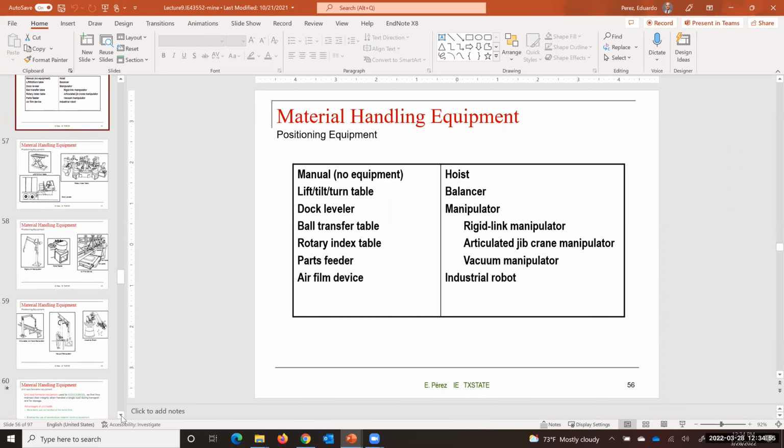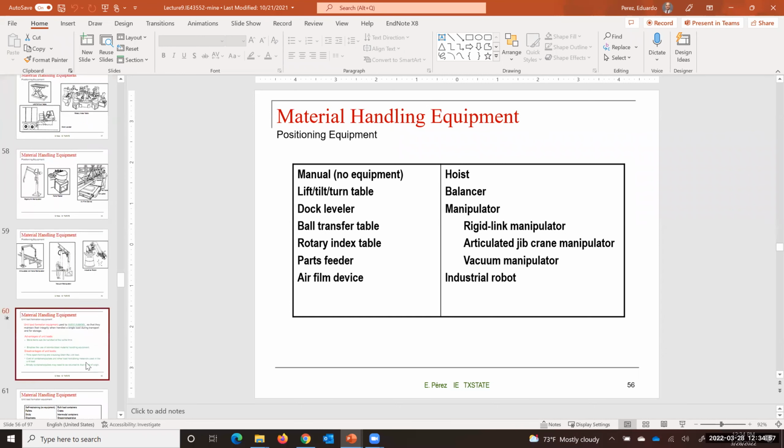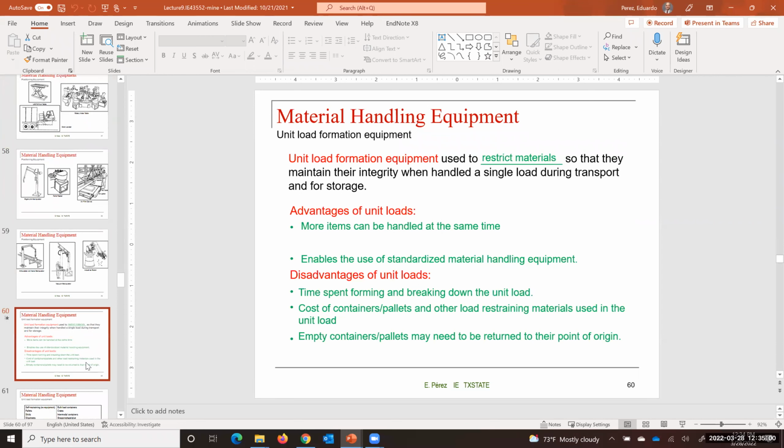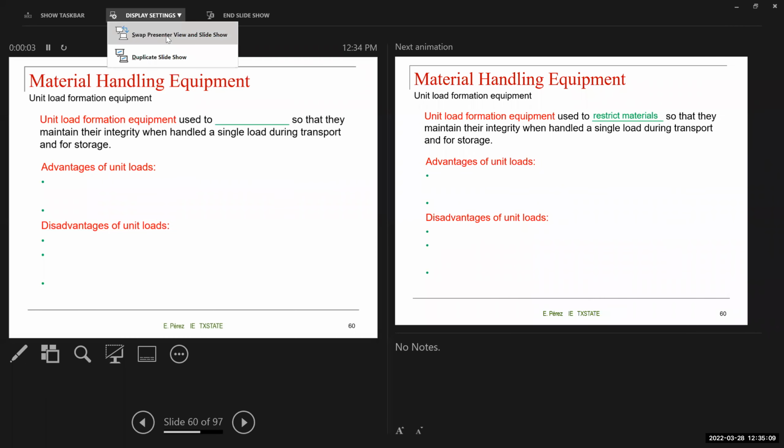Let's move to the last slide that we discussed, and we're going to start from here.